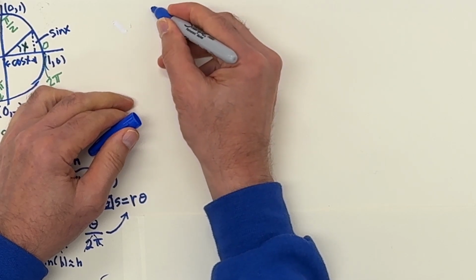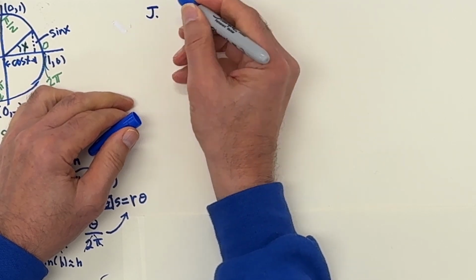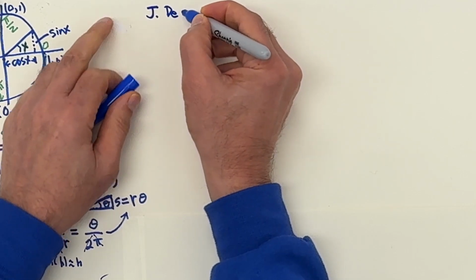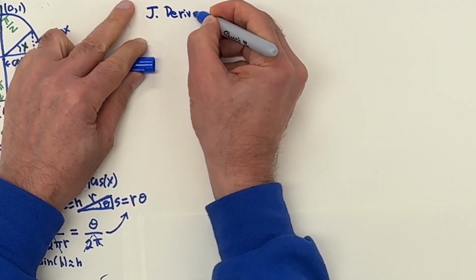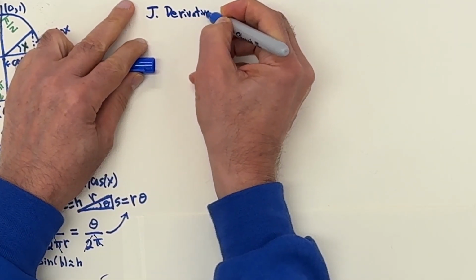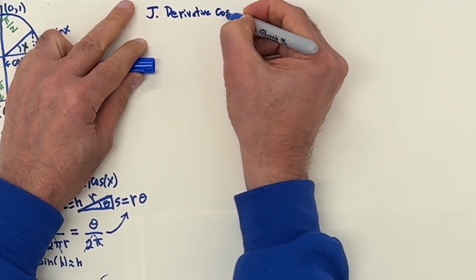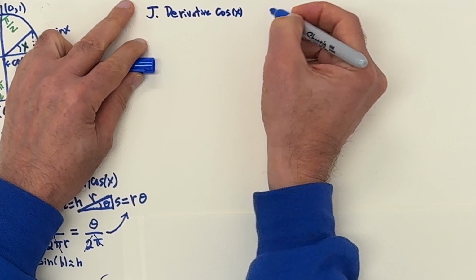Okay, we're in chapter J, and we're going to do here the derivative of the cosine and the tangent.